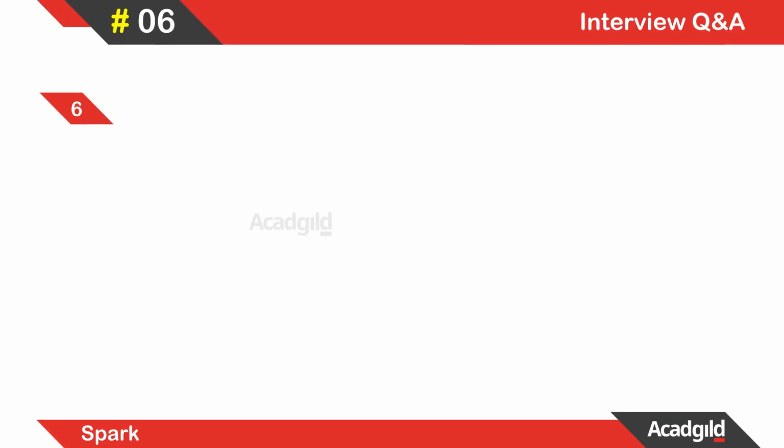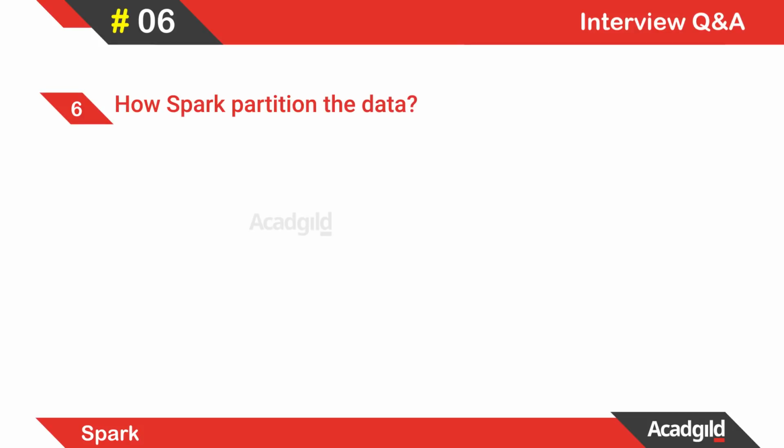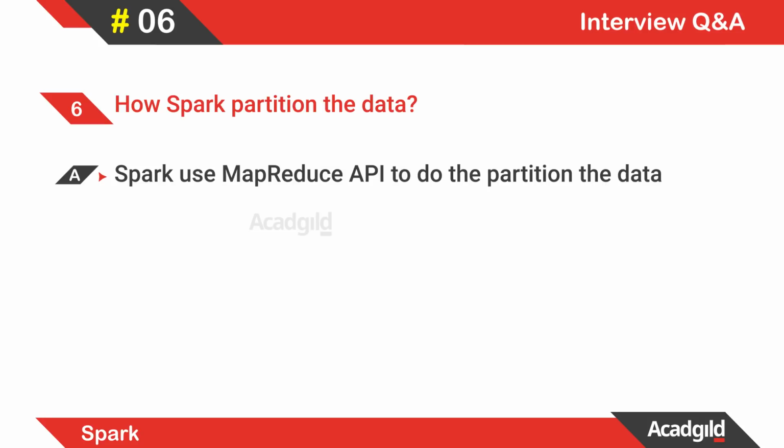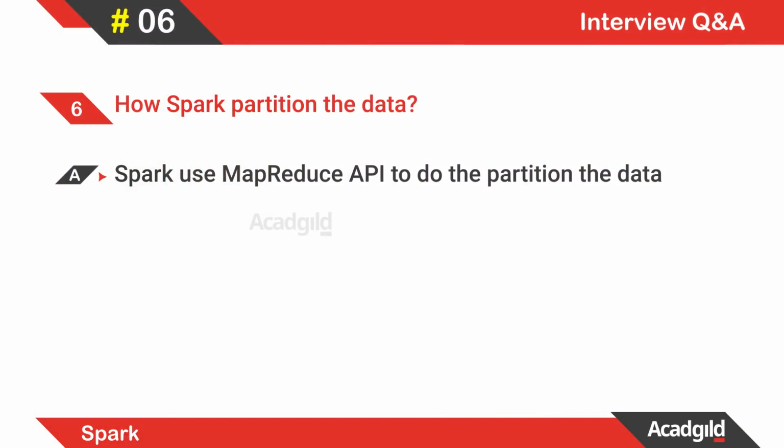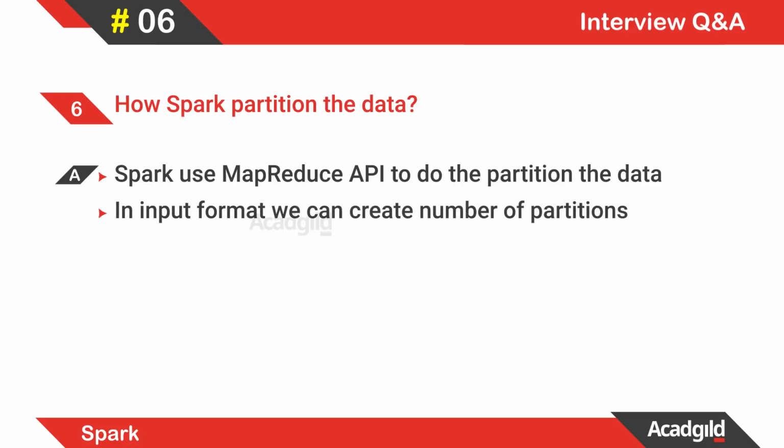It's making very clear to everyone what a partition is and what an RDD is. Now let's try to understand how Spark partitions data. Spark uses the MapReduce API to partition data. Like MapReduce, which did an input split, basically a logical division of data out of your blocks, in Spark, in the input format, we can create any number of partitions, like we were creating n number of input splits in MapReduce.